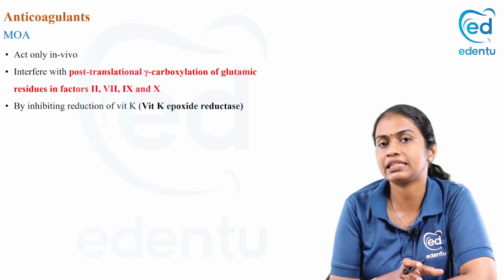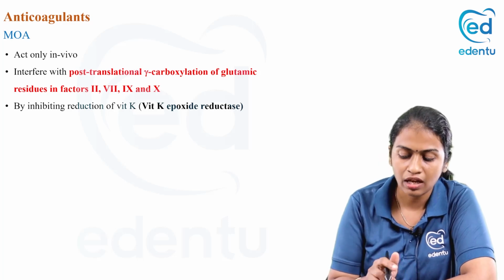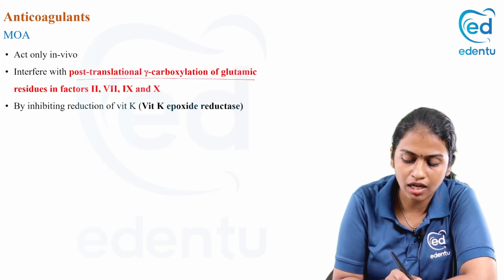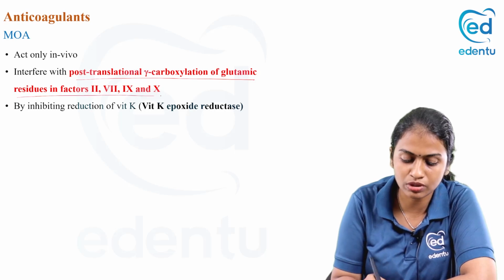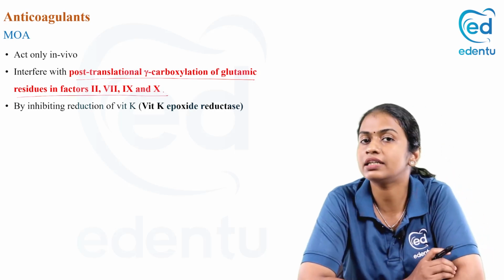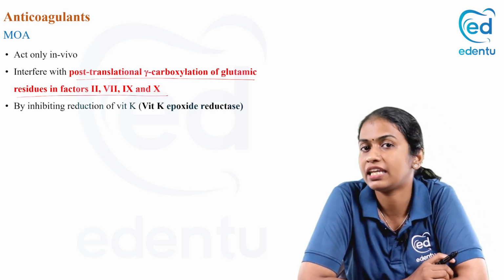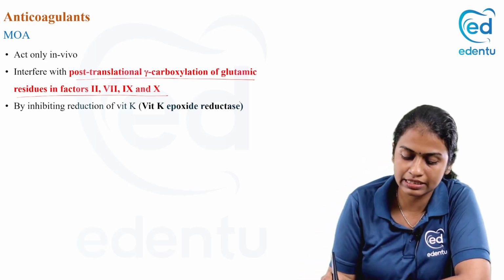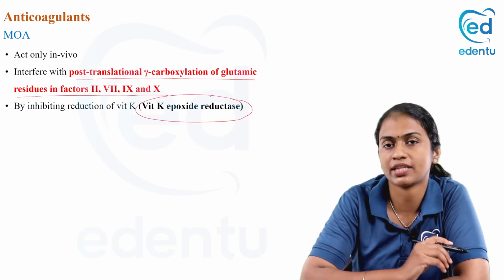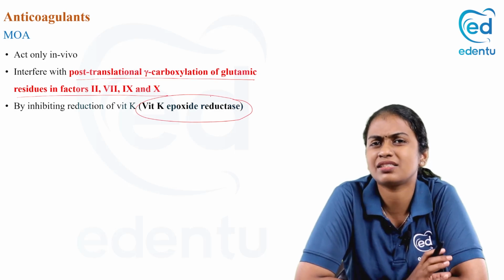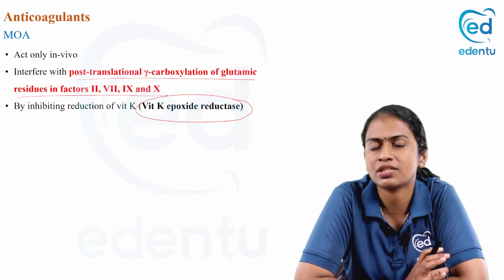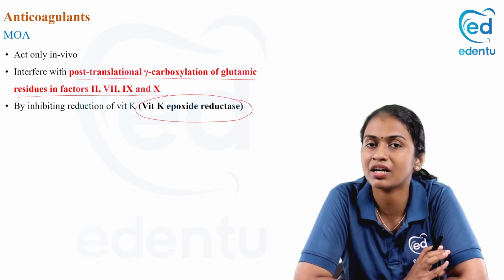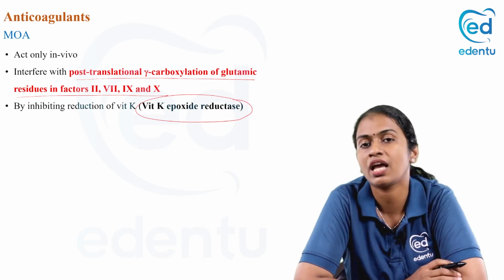How does it act? It acts only in vivo. It interferes with post-translational gamma carboxylation of glutamic residues for factor 2, 7, 9 and 10, by inhibiting the enzyme vitamin K epoxide reductase. Is this sounding confusing? What does all this complicated sentence mean? Post-translational gamma carboxylation of glutamic residues.